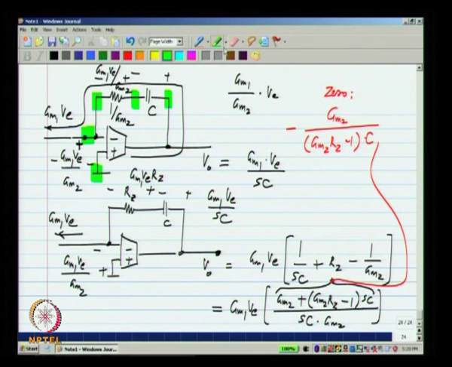So, this expression makes sense because first of all, when RZ is 0, that is the old case, we have a right half plane 0 at GM2 by C. When RZ is exactly equal to 1 over GM2, the 0 moves to infinity, and when RZ is more than 1 over GM2, we will have a left half plane 0. So, in fact, you can move the 0 to the left half plane, and the advantage of a left half plane 0 is that it offers a phase lead instead of a phase lag, which enhances stability. But we can't play this game very much, we will see soon why, but at least we see that we can move the 0 to infinity or otherwise manipulate the position of the 0.